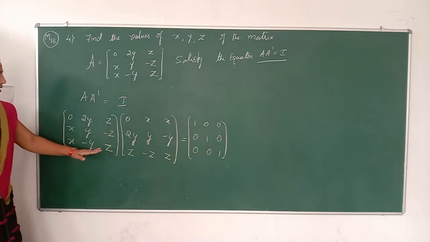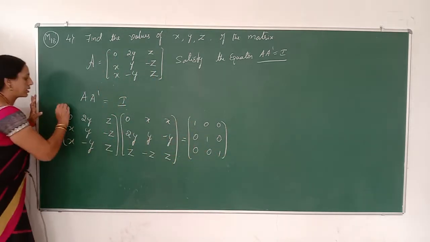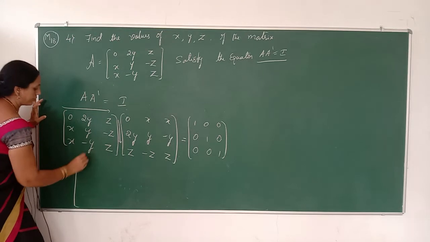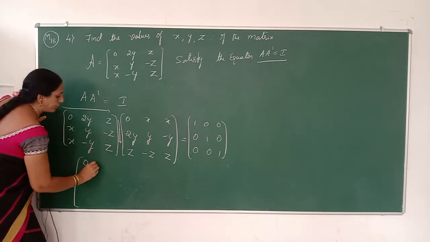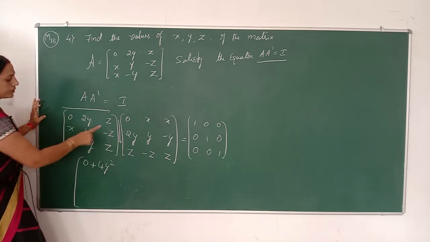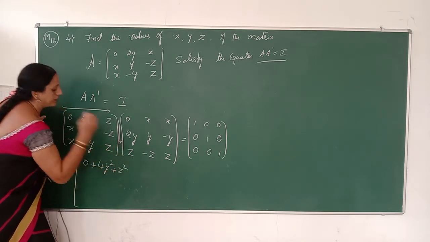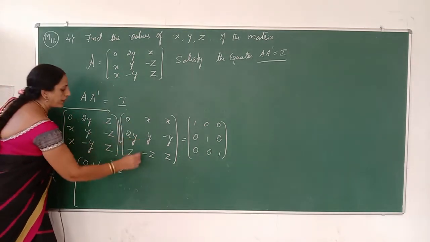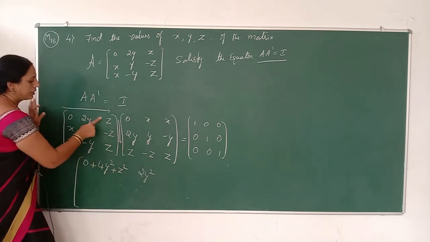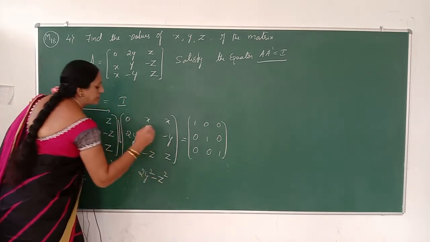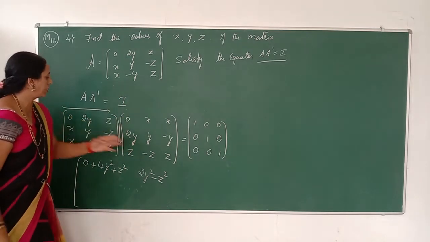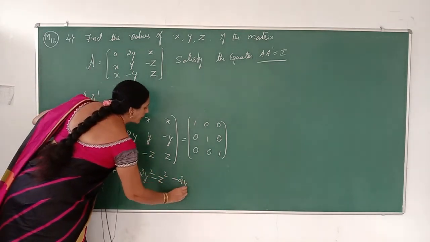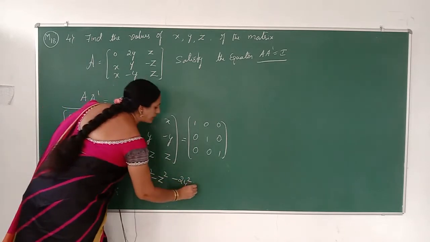Then, in the LHS, first we multiply these two matrices, taking corresponding elements of row with column. In first row, first column: 0 into 0 is 0, 2y into 2y is 4y square, z into z is z square. Similarly, first row, second column: 0 into x is 0, 2y into y is 2y square, z into minus z is minus z square. Similarly, first row, third column: 0 into x is 0, 2y into minus y is minus 2y square, z into z is z square.